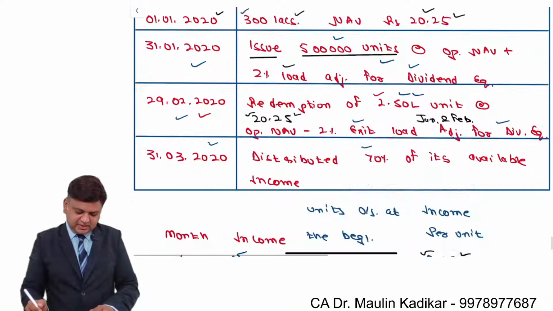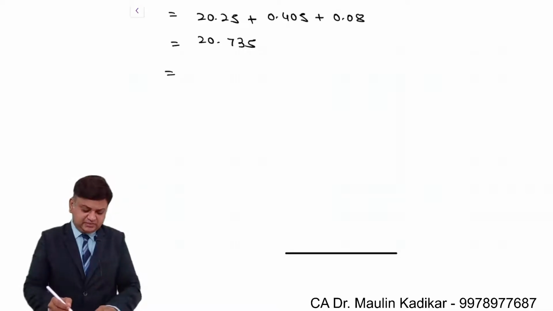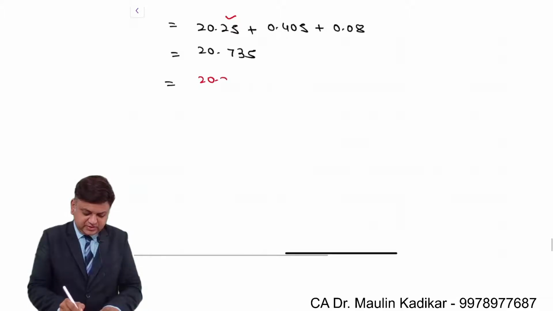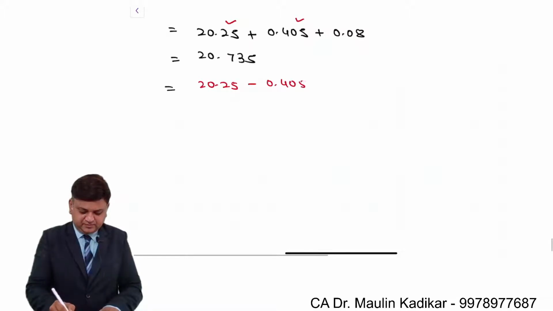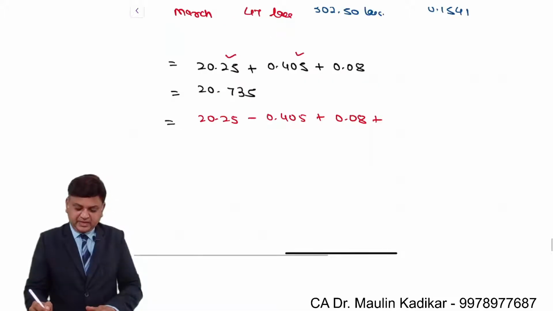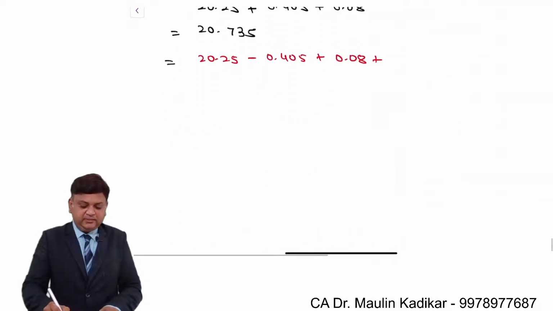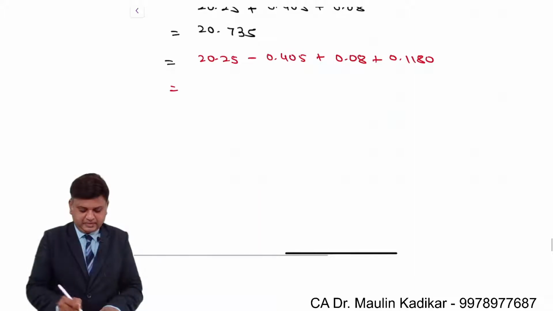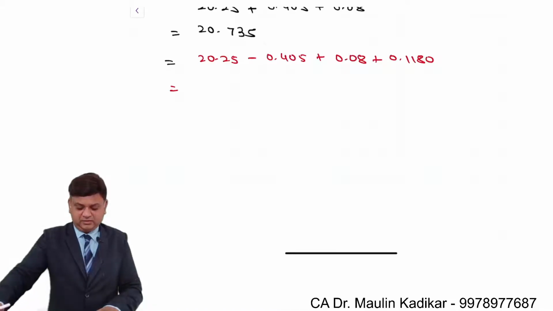Let us understand how to compute the redemption price. Dear students, this answer is now comparatively simple. It is opening NAV 20 rupees 25 paise minus exit load 40.5 paise. Then we are required to give the compensation of the income of January, and the compensation for the income of February, to the unit holders who are redeeming the investment. So kindly use a calculator. 20.25 minus 0.405 plus 0.08 plus 0.1180. That comes to 20.043.